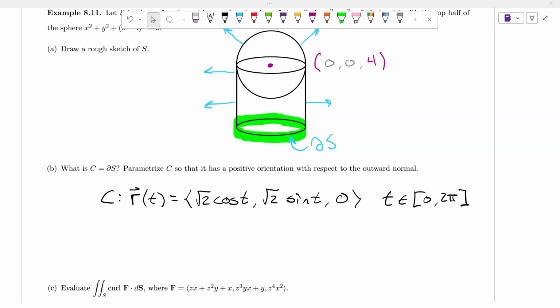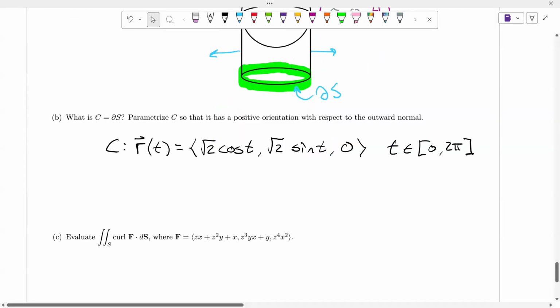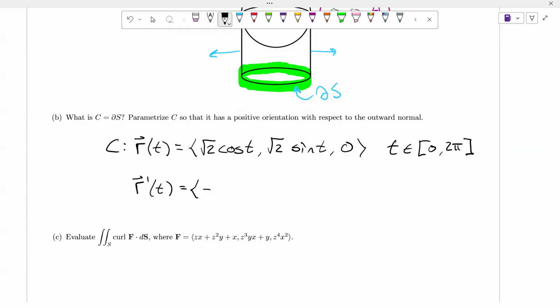Okay, and we are back. So let's finish out this problem real quick. So we've got our curve. We might as well also come up with our r prime right here. It is negative root 2 sine of t, positive root 2 cosine of t, 0.